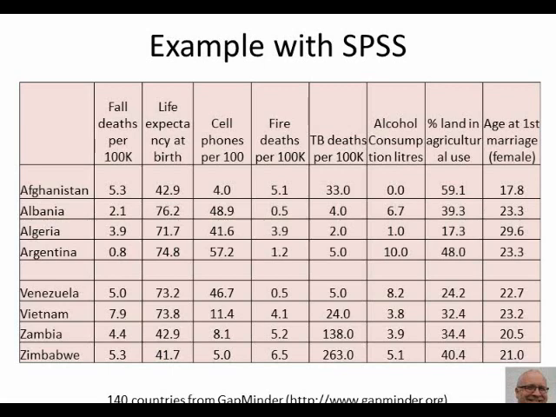Next column, fire deaths per 100,000. How many people died in fires per 100,000 population? Next column, how many people died of tuberculosis? Next column, what is the alcohol consumption in litres? In Afghanistan it is about 0, Argentina up at about 10 litres. What percentage of the land is in agricultural use? So in Afghanistan, a lot of the land is in agricultural use. We see that in Algeria it's somewhat lower. And what was the median age at first marriage of females? So in Afghanistan, the median age is fairly low at 17.8. In Algeria, it's pretty high at 29.6.